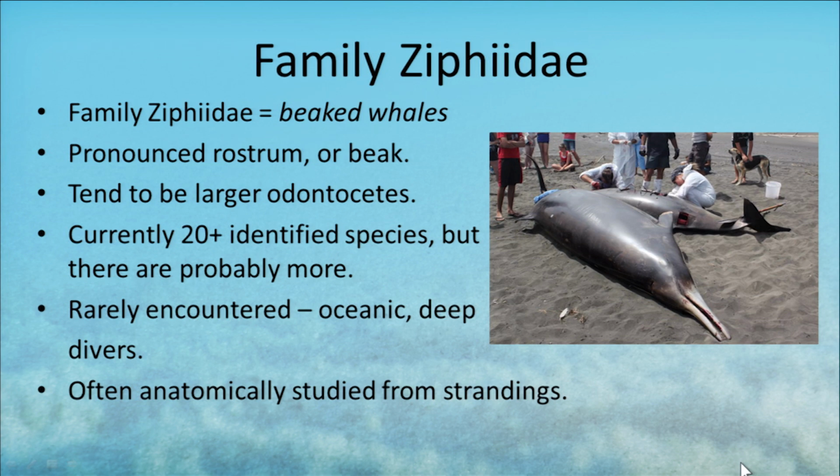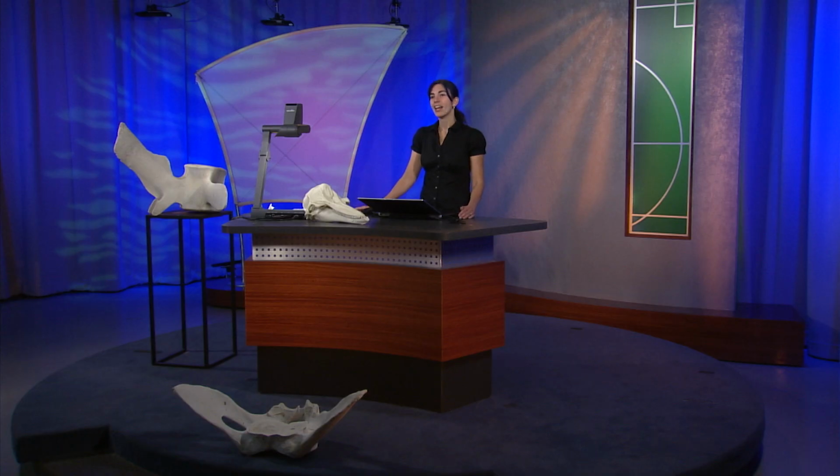In fact, they are rarely encountered because they're not coastal. They tend to be way out in the ocean and deep divers, which means that they don't stay at the surface for long periods of time. Most of what we know about the Ziphidae comes from stranded individuals. The Ziphidae have a really interesting apomorphy in their tooth pattern. In fact, if you take a good look at many of the individuals of the Ziphidae, you'll notice there are not any teeth at all.